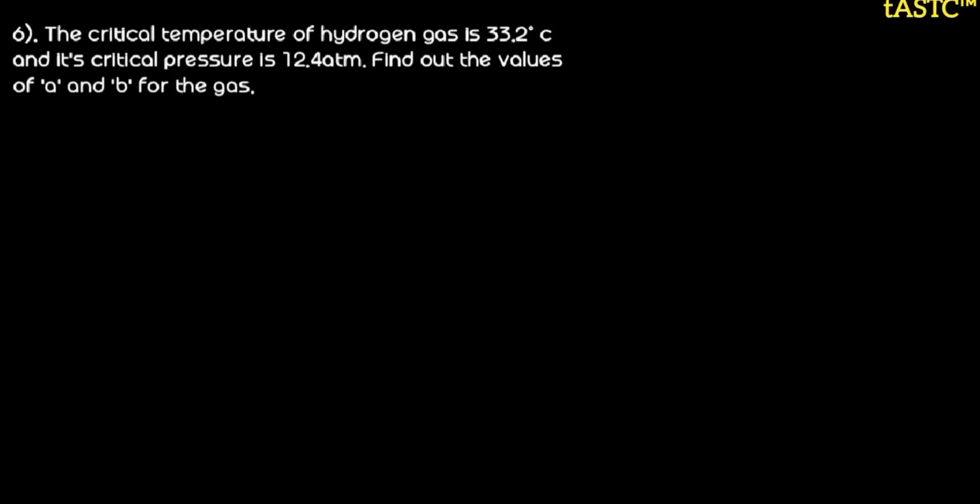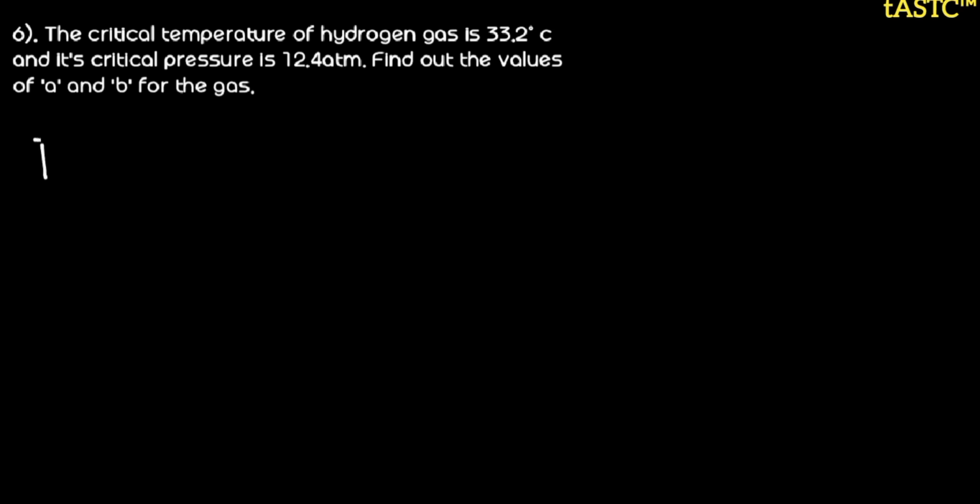Now here is the last question for the day. The critical temperature of hydrogen gas is 33.2 degrees Celsius, and its critical pressure is 12.4 atm. So we are required to find out the values of A and B for the gas. Now this should actually go the same way as we did the previous question. So in answering this, we're just going to go the same way as the previous question.